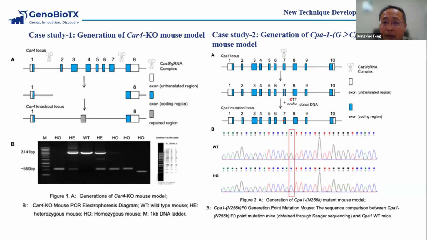And for this technology, we can also make mutation mice. This is an example of how we introduced a G2C mutation into the CPA gene in the mouse model. From the sequence result, you can see it's clearly homozygous for C and not heterozygous or wild-type G. We can complete both knockout or mutation in as short as 3 months. So the mice are ready for research or for immunization.